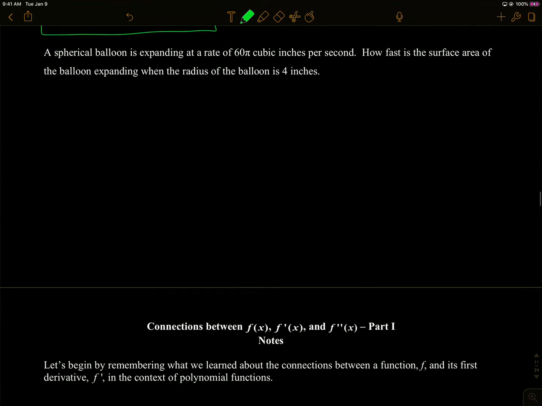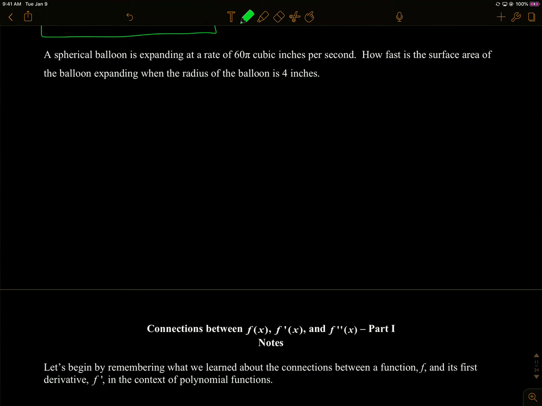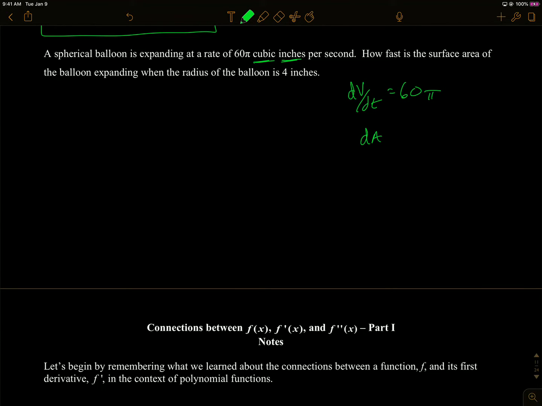Our last example here. A spherical balloon is expanding at the rate of 60 pi cubic inches per second. How fast is the surface area of the balloon expanding when the radius of the balloon is 4 inches? This one's interesting because they're telling us the rate of change of the volume. I know that because it's in cubic inches per second. And they want to know the rate of change of the surface area. There isn't an equation that directly relates these two.